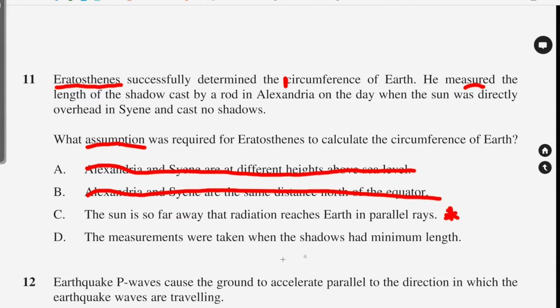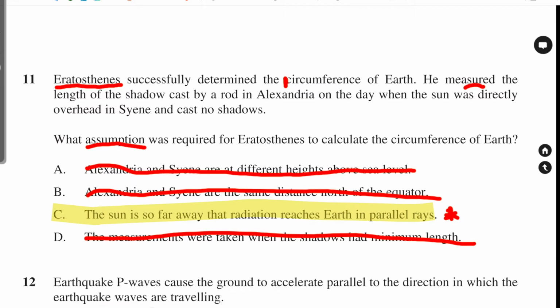And then we have a look at D: the measurements were taken when the shadows had minimum length. We can actually get rid of that one because it does say there that one of them had a shadow and one didn't. So really, that's irrelevant there. So even if you were having trouble with that question, a little bit of deductive reasoning and you can actually work that out. And of course, that is our answer.